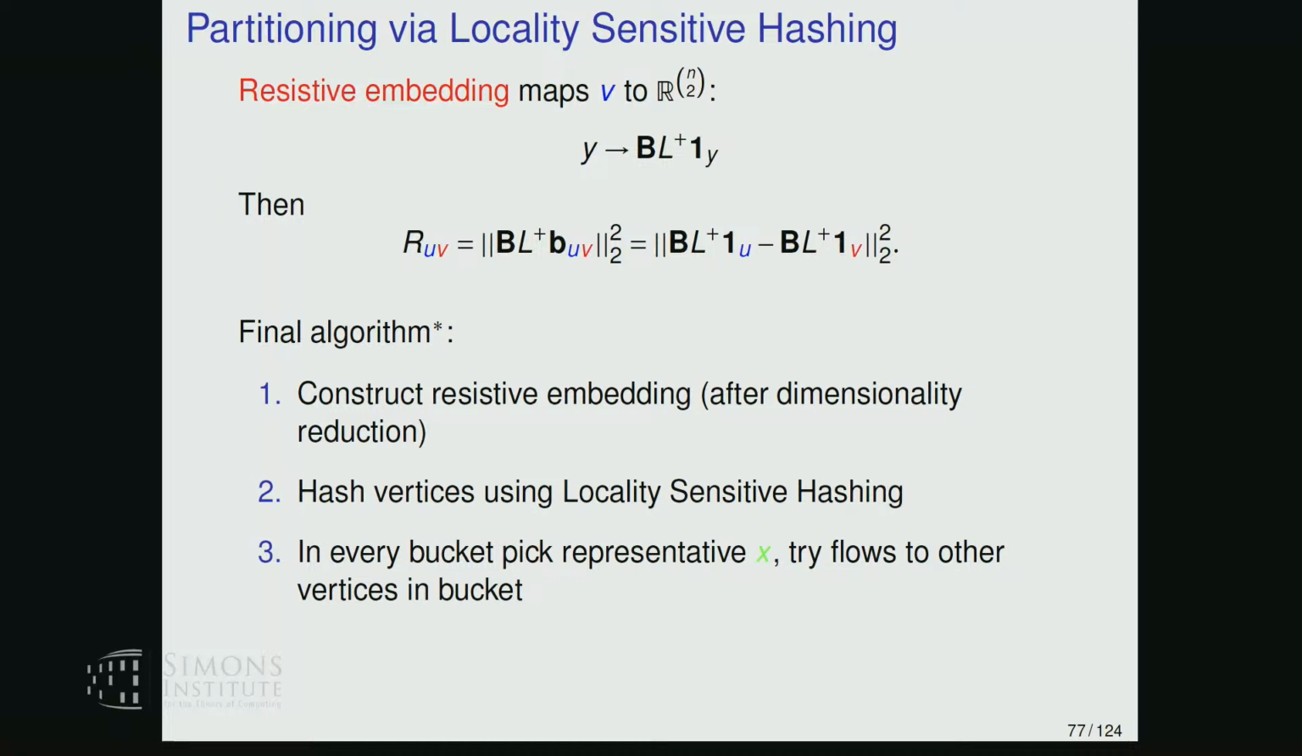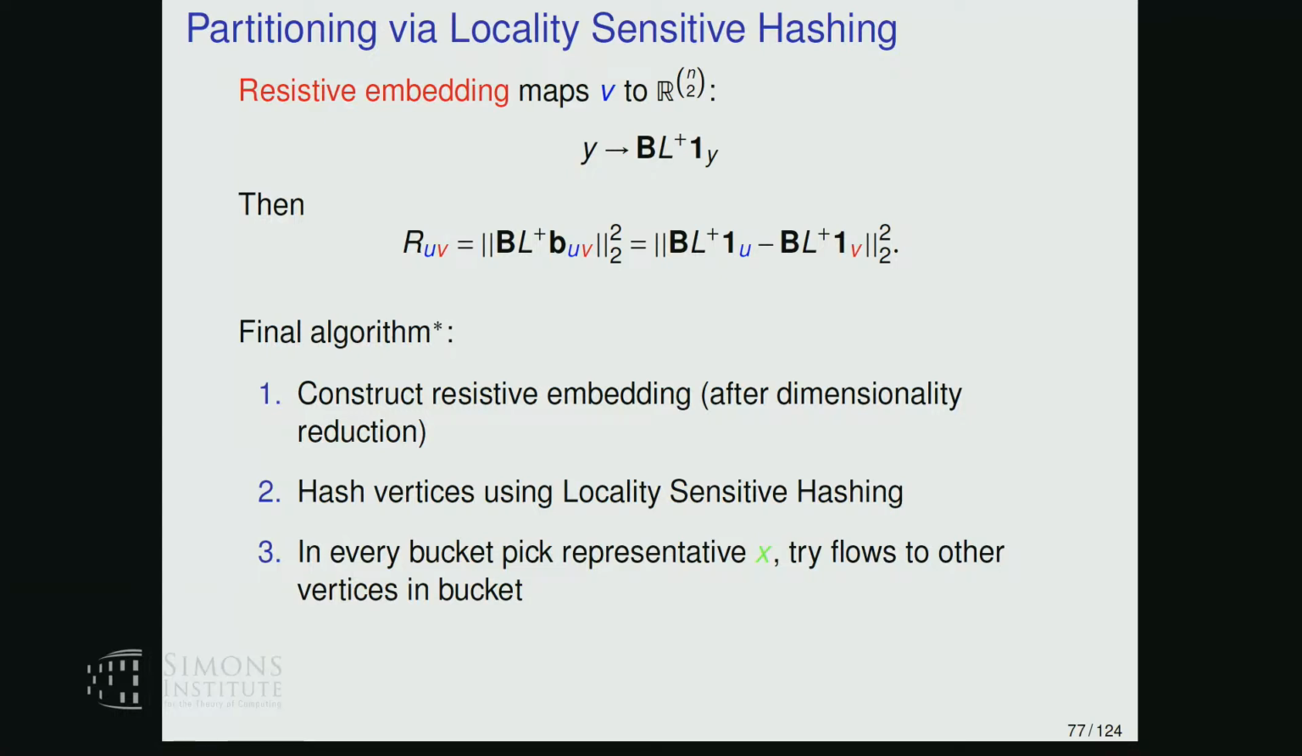And now, equipped with this observation, we can state our final algorithm. We construct the resistive embedding. One can construct it after some dimensionality reduction. We use Johnson, Lindenstrauss. Because it's a Euclidean metric, one can compress it very efficiently. Then we form this partition of the vertices using locality-sensitive hashing style techniques. We can just use locality-sensitive hashing.